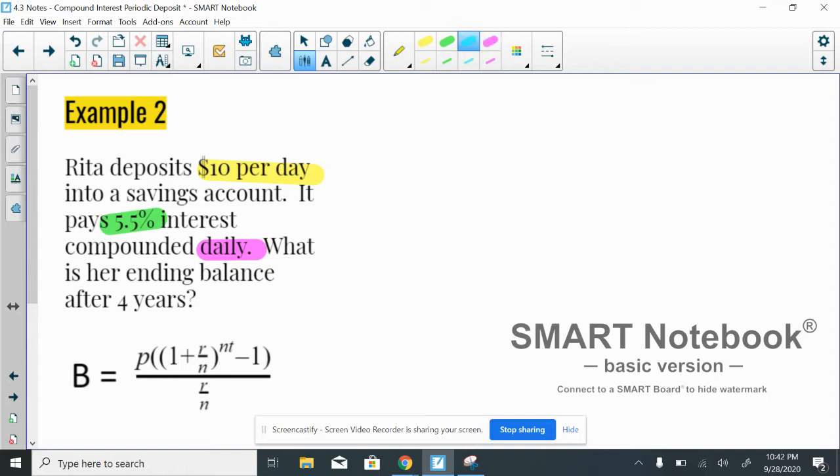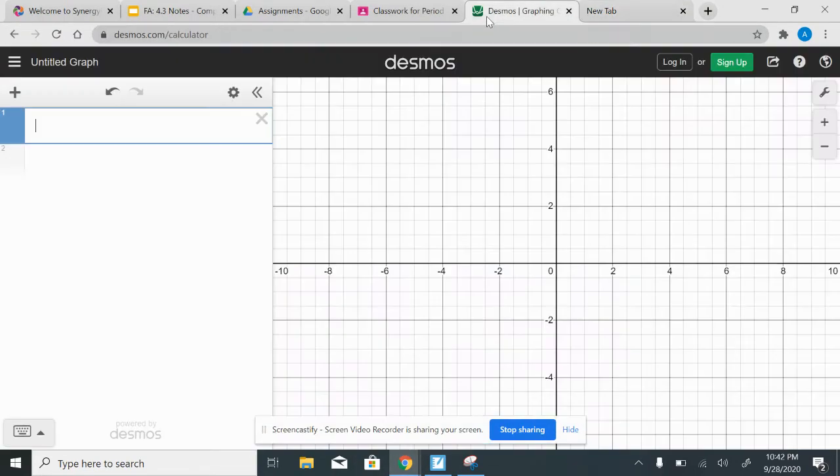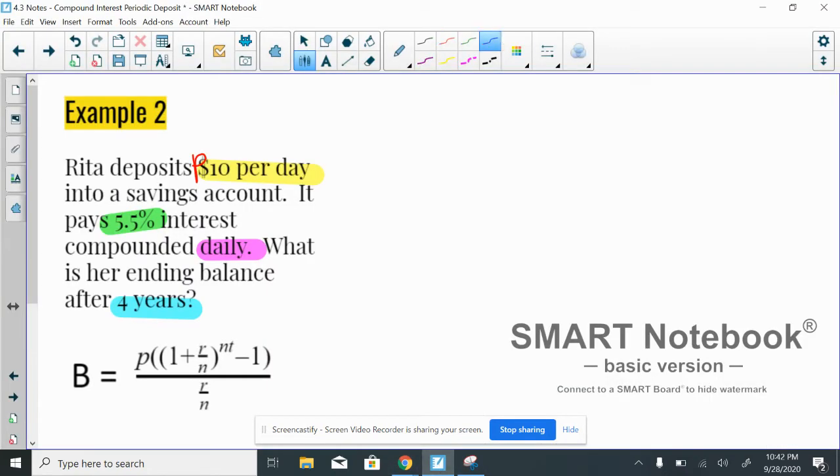We are looking for her ending account balance at 4 years. And so we're going to plug into this lovely little formula down here with our principal amount of $10, which is our periodic deposit in this case. The 5.5% interest, we're going to convert: 5.5 divided by 100 gives me 0.055. So I'm just going to make a little note of that over here on the top. R equals 0.055.